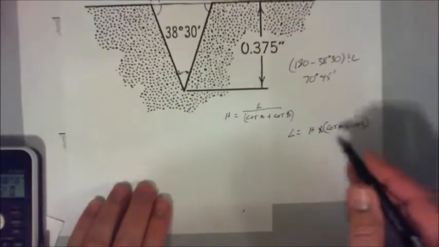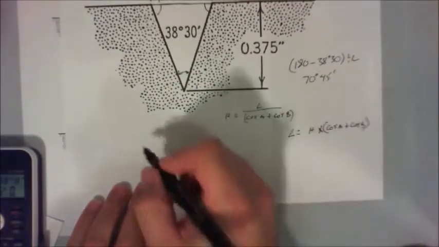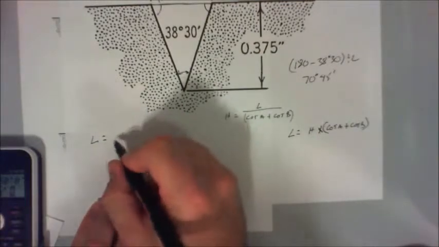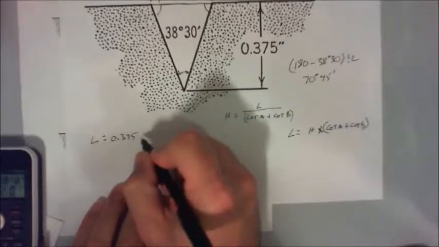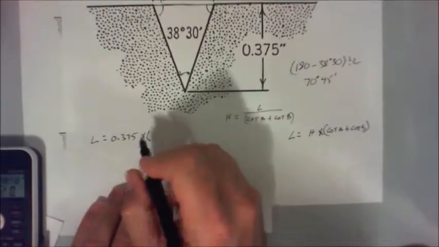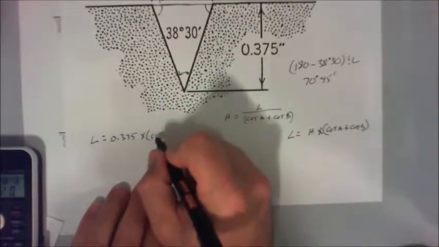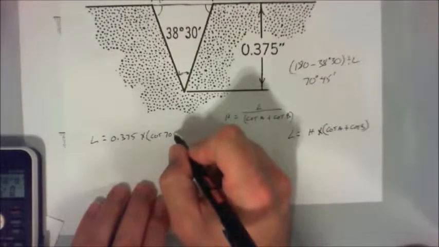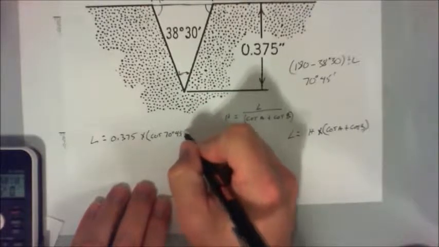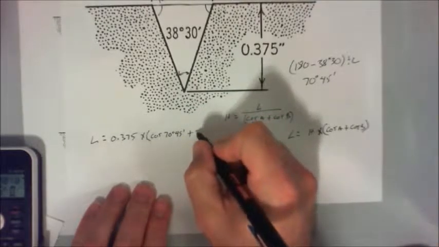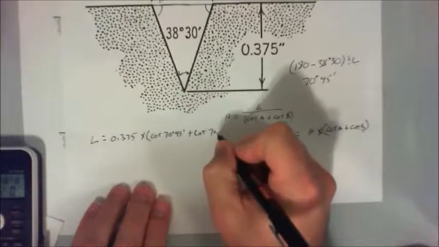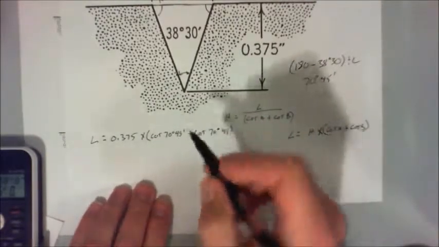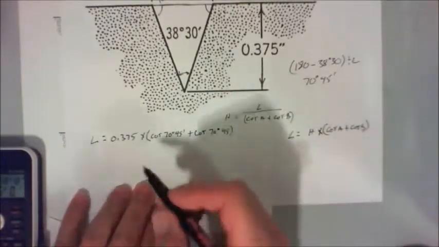Okay. So let's put some numbers to this. So L equals, our H is 0.375 times cotangent 70 degrees 45 minutes plus cotangent 70 degrees 45 minutes. I guess I could have went that times 2, but that's fine.